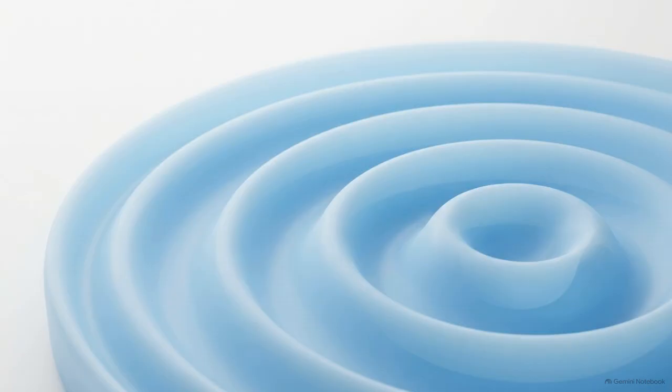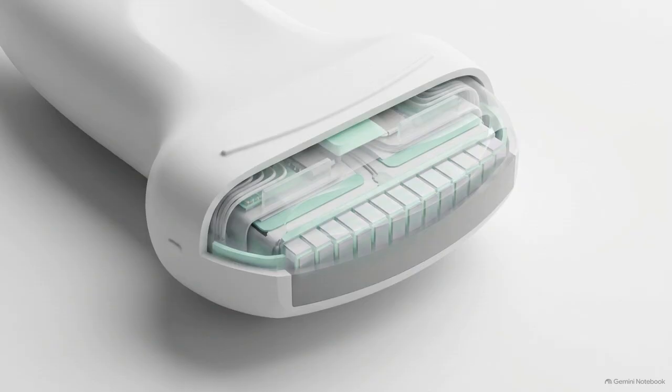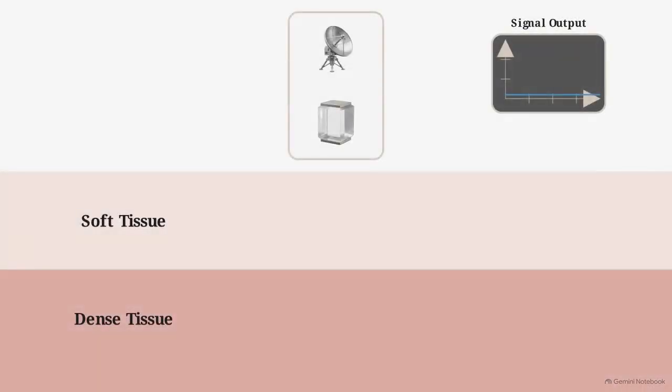To visualize delicate soft tissue boundaries without the radiation cost, engineers had to abandon the electromagnetic spectrum entirely and shift to mechanical waves. Ultrasound operates on acoustic mechanics. It utilizes high-frequency sound waves rather than light to map internal architecture. The core hardware mechanism here is a transducer packed with piezoelectric crystals. These crystals convert an electrical voltage into pulsed acoustic vibrations that are transmitted directly into the body.